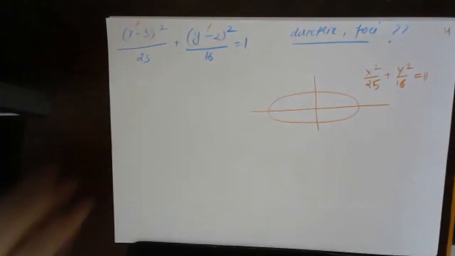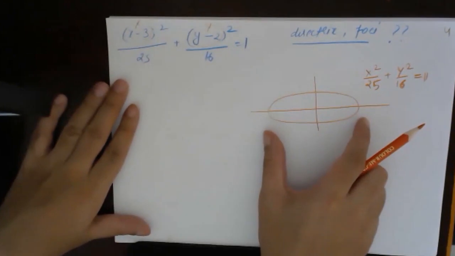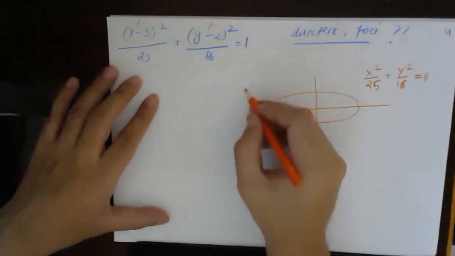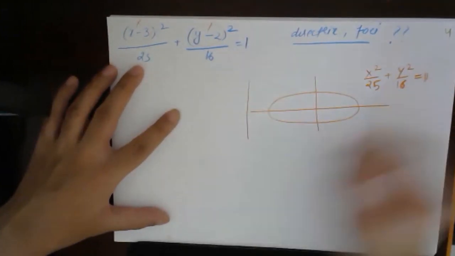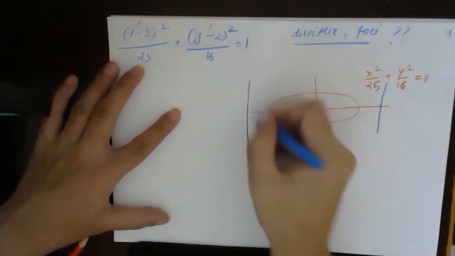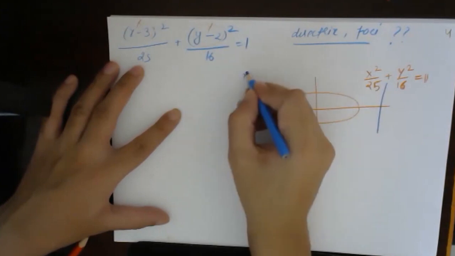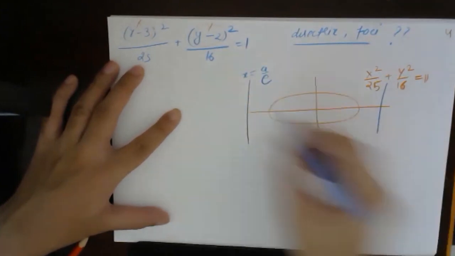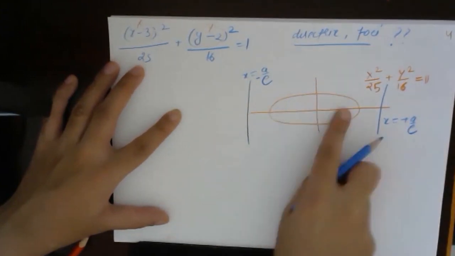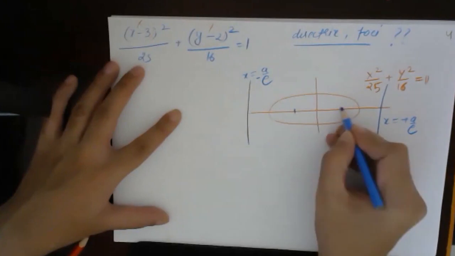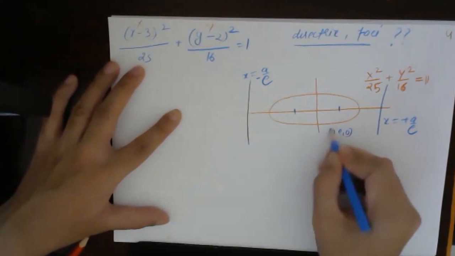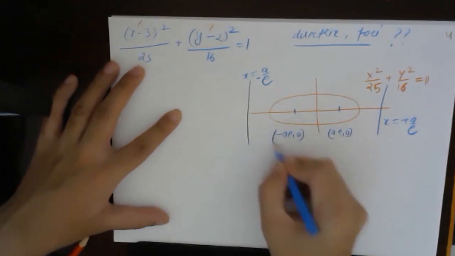Now I will find the directrix of this kind of ellipse. The directrix are these lines, this one and this one. This line will be x equals minus a by e, and this line will be x equals plus a by e. To find the foci, they will be a e comma 0 and minus a e comma 0.